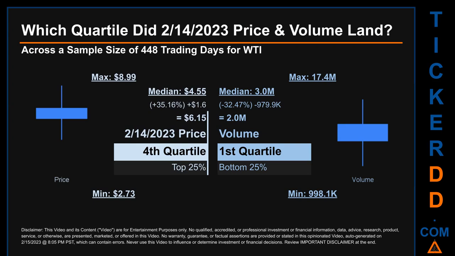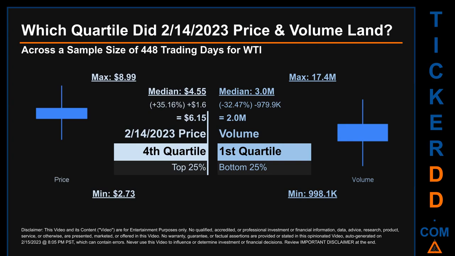The day's volume landed within the first quartile, at the bottom 25% of all sampled daily volume, which saw a max daily volume of 17.4 million and a minimum of 998.1 thousand. Quartiles tell us about the spread of a data set by breaking that data set into quarters, just like how the median breaks the set into half.